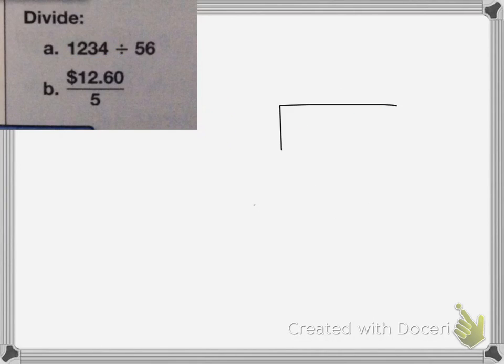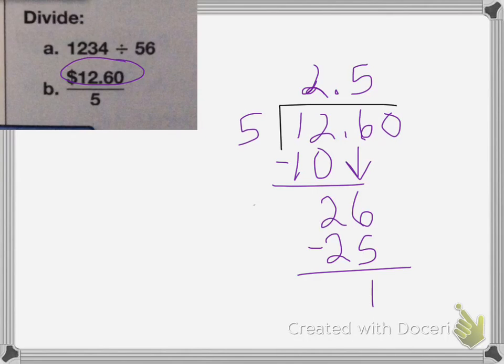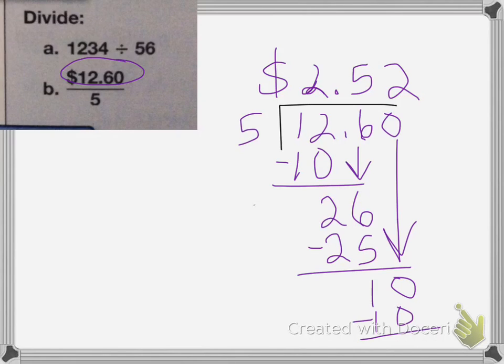Okay, with the second number, again, the first number, the number on top, goes inside my box. So it's going to be $12.60 divided by 5. In this case, my decimal place is going to go straight up. So 5 can't go into 1. 5 goes into 12 twice. That's 10. Subtract it. We get 2. Bring down the 6. 5 goes into 26 5 times. That's 25. Subtract, get 1. Bring down the 0. 5 goes into 10 2 times. So my answer is $2.52, because that zeroes out at the end.